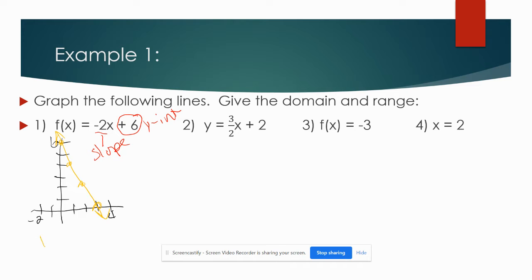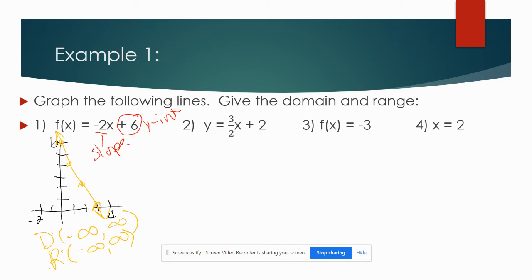And because we are linear here, our domain is negative infinity to infinity. We can see that because we have an arrow on the left and an arrow on the right. And our range is negative infinity to infinity because, again, we have an arrow as our lowest and an arrow as our highest area.